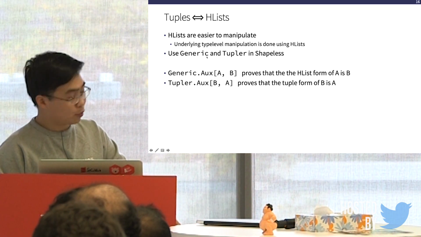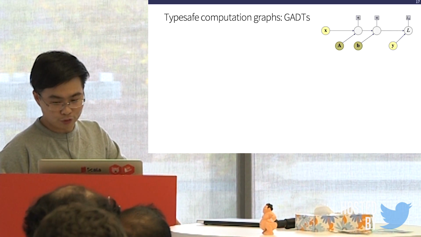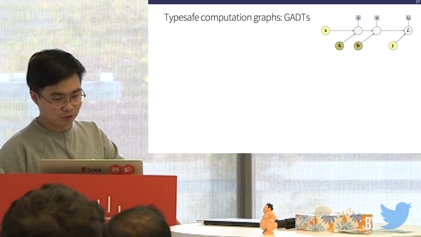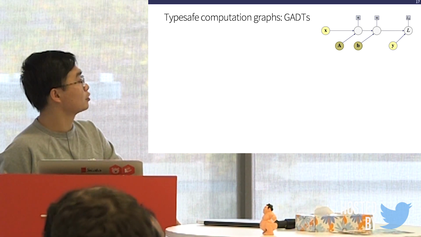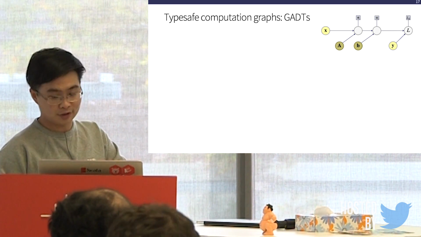Before we get into how we implement these type safety guarantees, we're first going to look at how we could produce a type-safe computational graph that uses generalized ADTs in Scala.